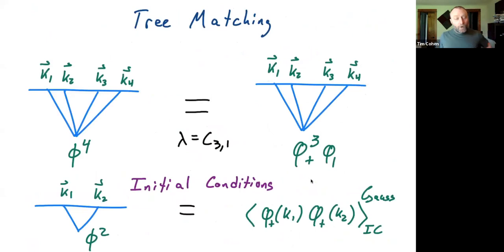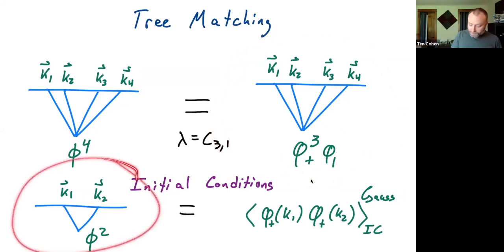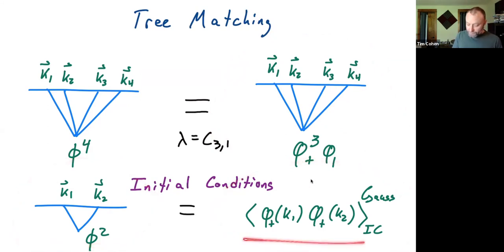Okay, so we're doing effective field theory. We need to do some matching. So at tree level, we just match our full theory fields onto these effective theory fields, and the matching looks like this. So we get terms in the effective theory potential, and we also get contributions to the initial conditions. On this side, the 2-point function just gives us a Gaussian contribution to the initial conditions.